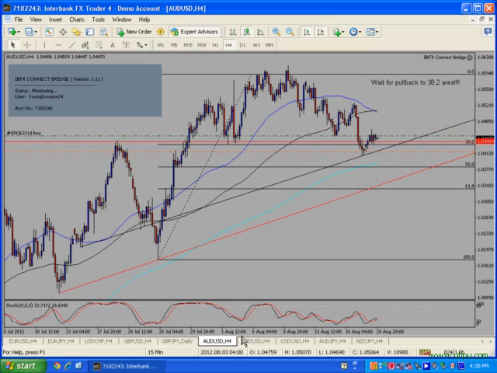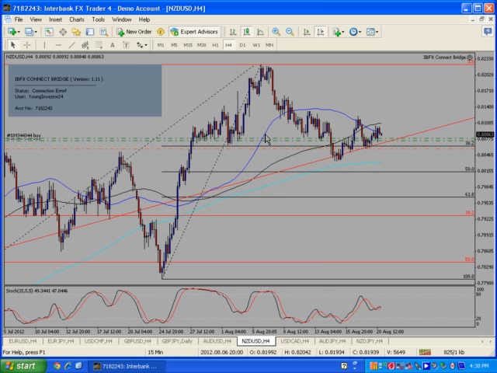So I just want to tell you why I'm long. And I'm just going to give you some pointers about how I pull my entries and what I'm looking for as far as managing these trades. I just want to take a peek at the New Zealand dollar first because I did open this one first.